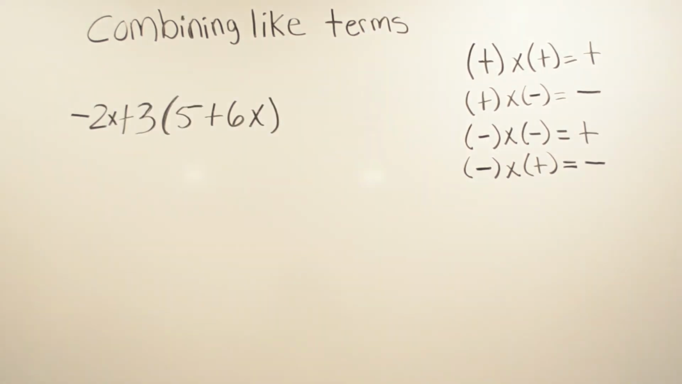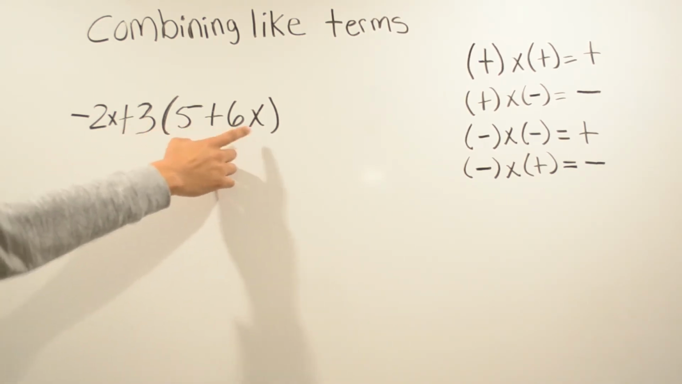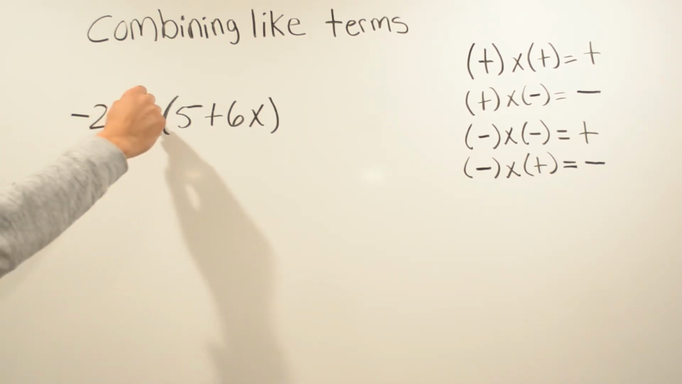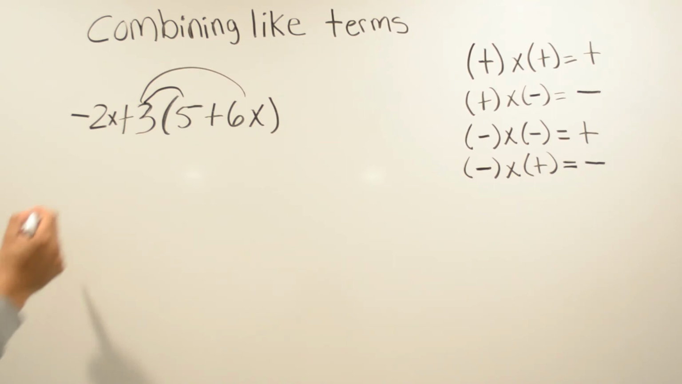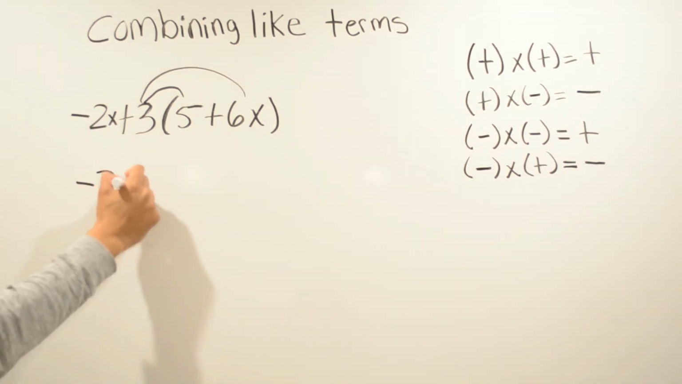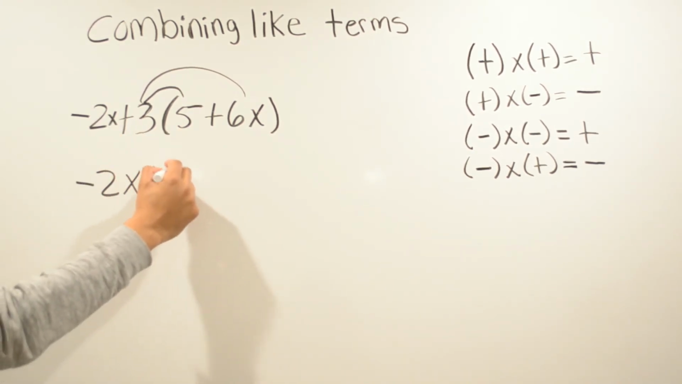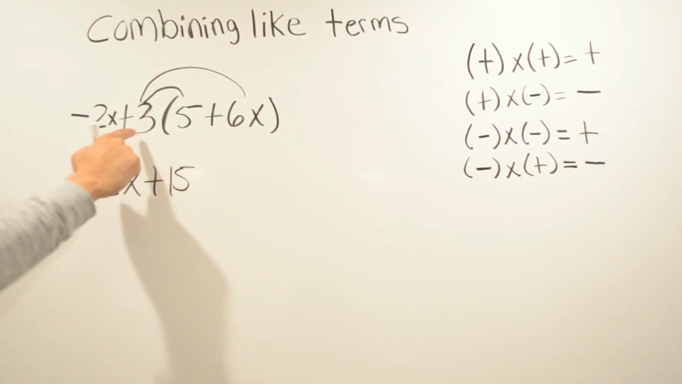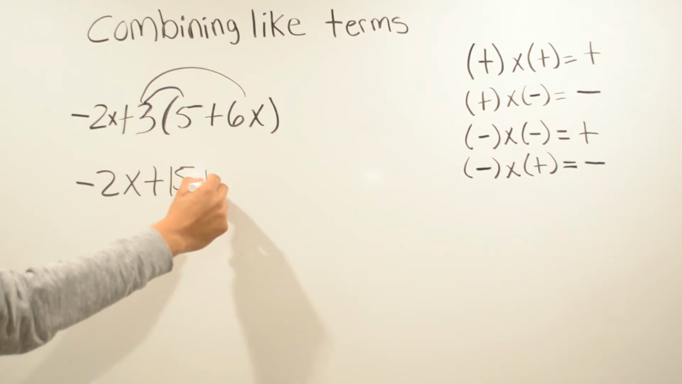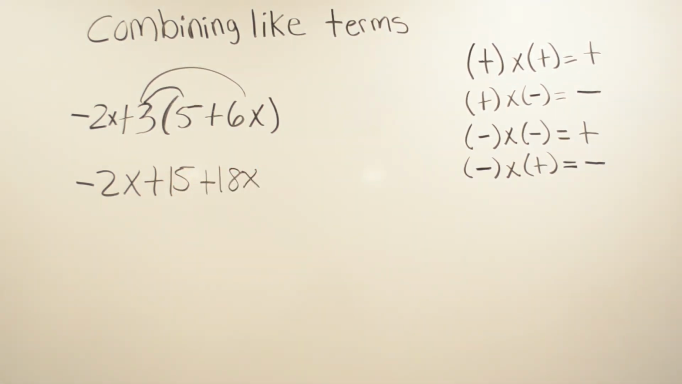This problem, we have negative 2x plus 3 parentheses 5 plus 6x. Before we are able to combine like terms, we're going to make sure we multiply what's inside parentheses. So there's nothing here, so we're just going to bring it down here to negative 2x. We do 3 times 5 is going to be 15. Then we do positive 3 times positive 6x is going to give us positive 18x. Then we're going to go ahead and combine like terms.